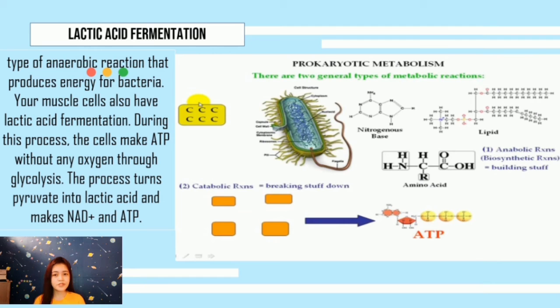There are two general types of metabolic reactions. Number 1 is anabolic reactions, or biosynthetic reactions, which is building stuff. Number 2 is catabolic reactions, which is breaking stuff down.